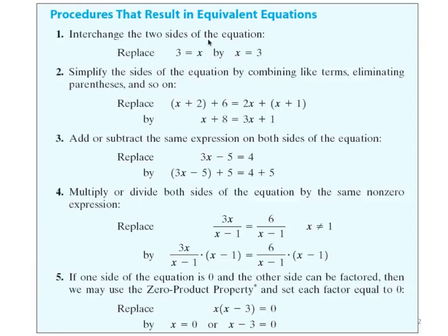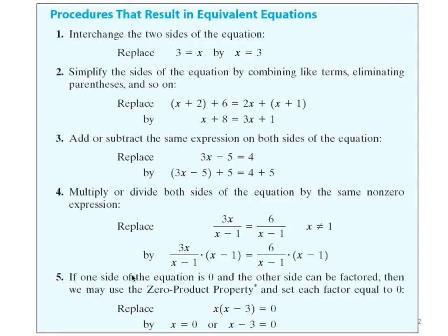You can also simplify the sides of an equation by combining like terms and eliminating parentheses. For example here, they combine the plus 2 and the plus 6 to create a plus 8, and they combine the 2x and the x to get a 3x. You can also add or subtract a number from either side as long as you do it to both sides. Here they just added 5 to both sides, which is completely fine.